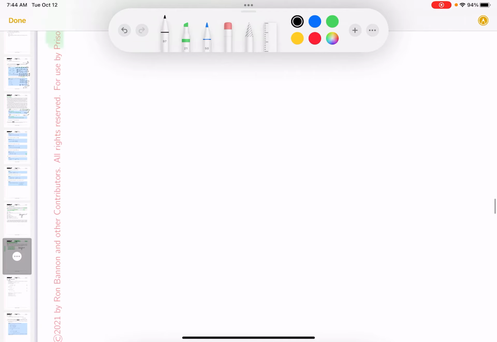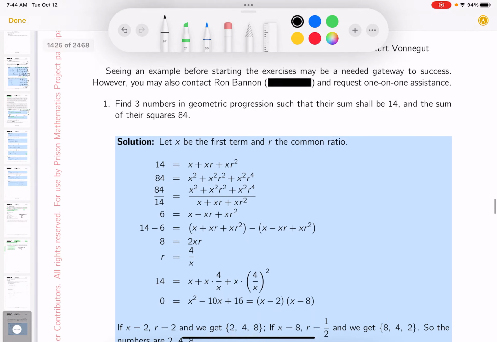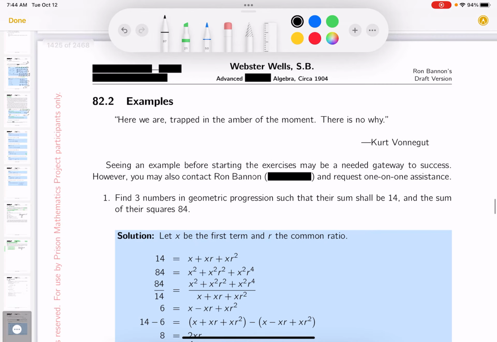Okay, so what are you going to do? You're going to read through it. It's very short. My intent here is to go through it, and as I'm doing it over here, I'm going to explain my reasoning skills. They're certainly not different than Wells, but they may look different. But it says find 3 numbers in a geometric progression.